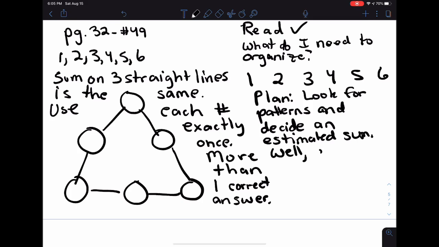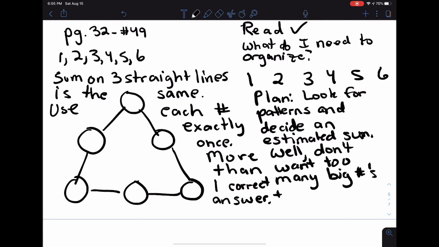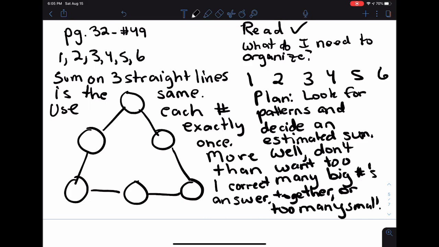Well, I don't want too many big numbers together. Too many big numbers together. Or too many small. So I started laying them out, and I said, well, you know what? Maybe I can put 1 and 6 together, the extremes. Maybe go with that. Maybe somehow put 2 and 5 together, 3 and 4.